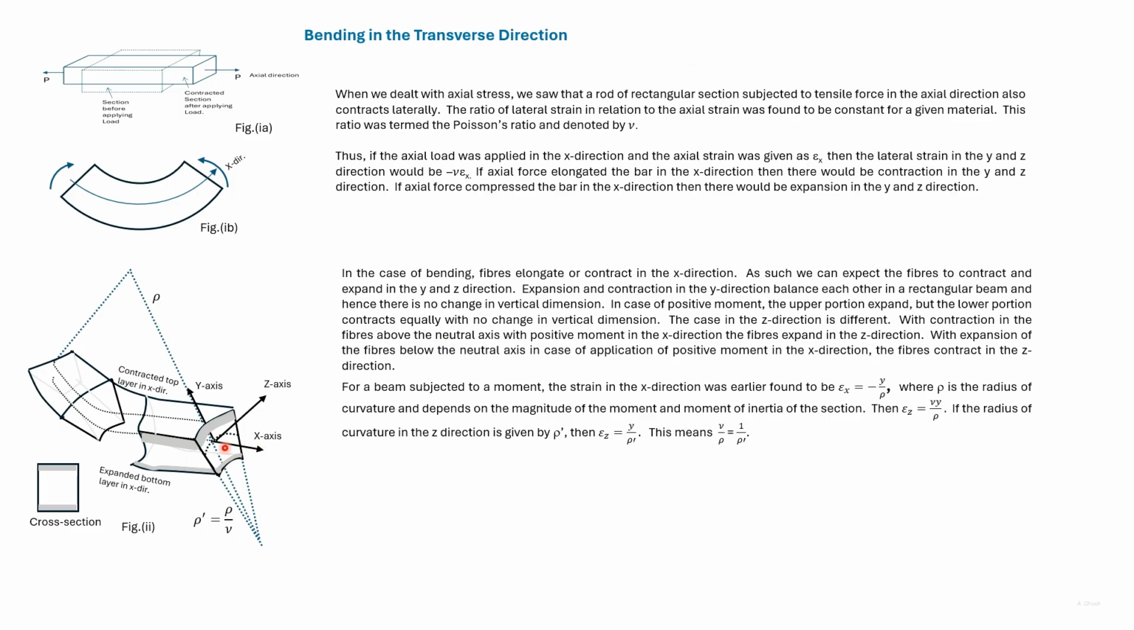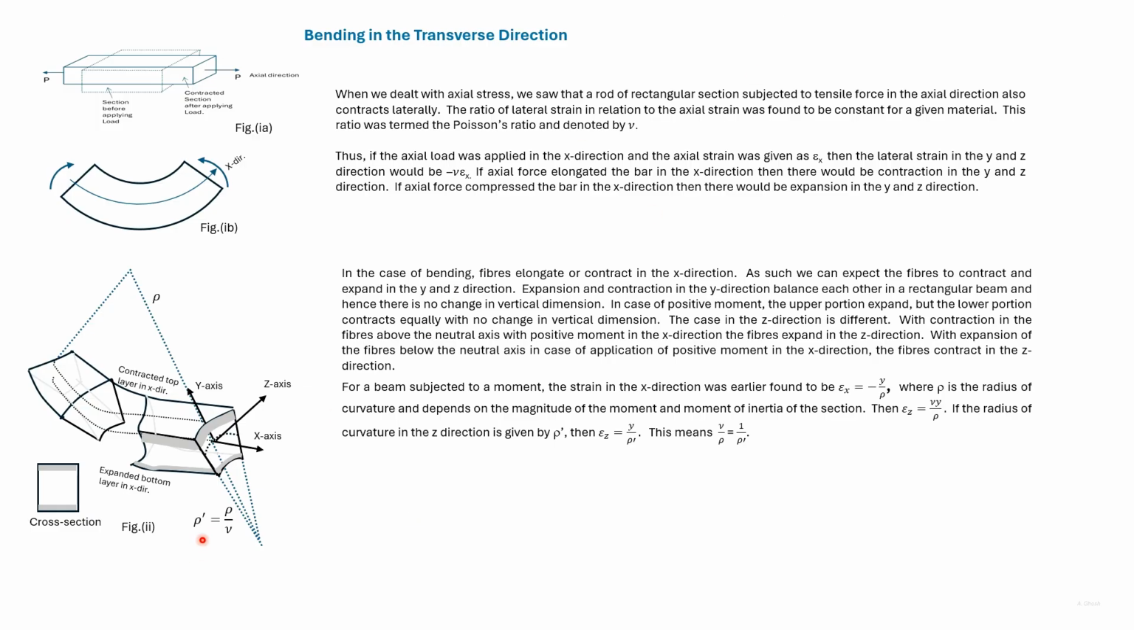Again, since there's contraction in the top along the x-axis, along the z-axis, there would be expansion. So this top layer is shown expanded in the z direction. In the bottom, along the x-axis, there is expansion. So along the z-axis, there will be contraction. So this bottom layer is shown contracted in the z direction. So there would be curvature in the z direction.